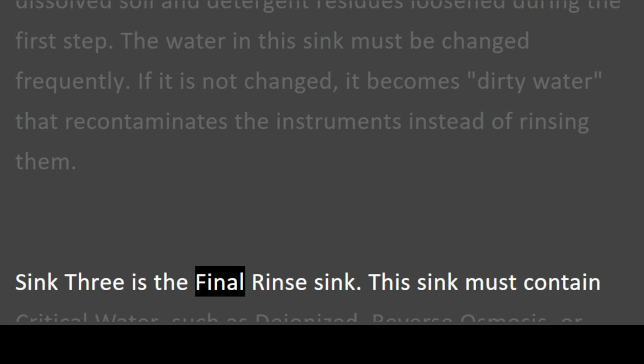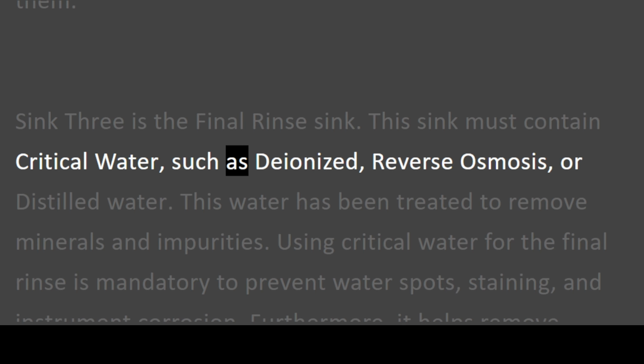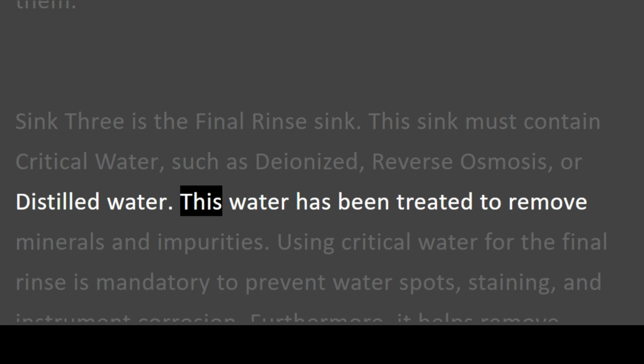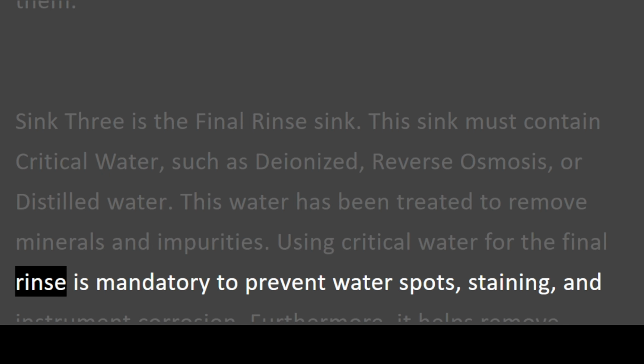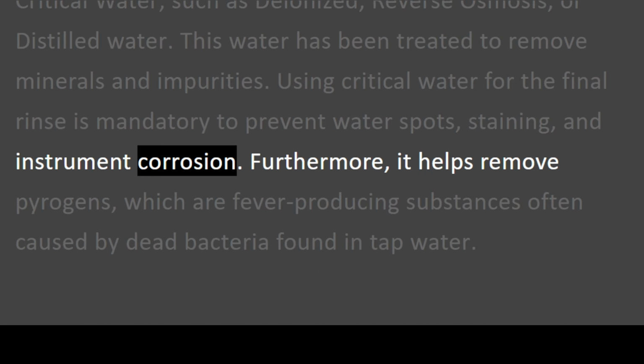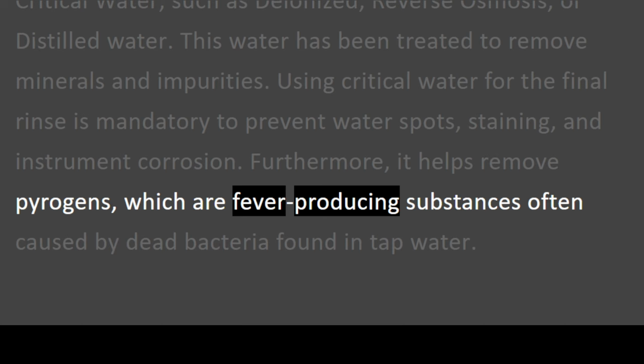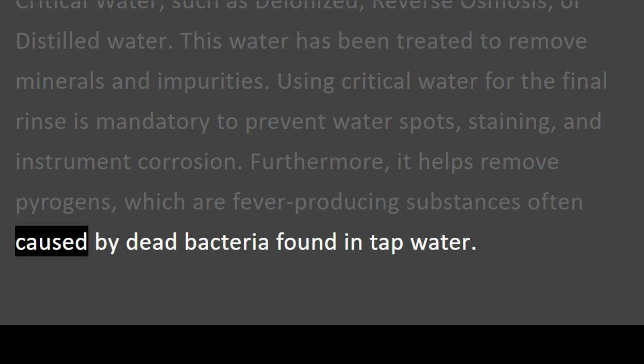Sink 3 is the final rinse sink. This sink must contain critical water, such as deionized, reverse osmosis, or distilled water. This water has been treated to remove minerals and impurities. Using critical water for the final rinse is mandatory to prevent water spots, staining, and instrument corrosion. Furthermore, it helps remove pyrogens, which are fever-producing substances often caused by dead bacteria found in tap water.